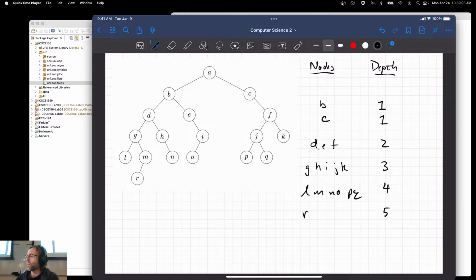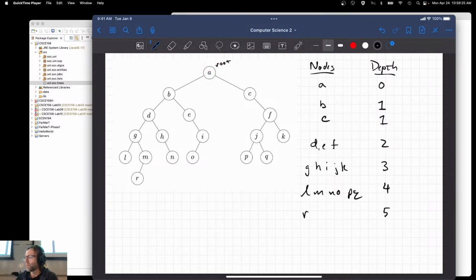I left a little room up here for A. By convention, what is the depth of the root node here? Remember, this is the root. Well, what is the length of the path from A to itself? Well, you're already there, so by convention, it's going to be 0.